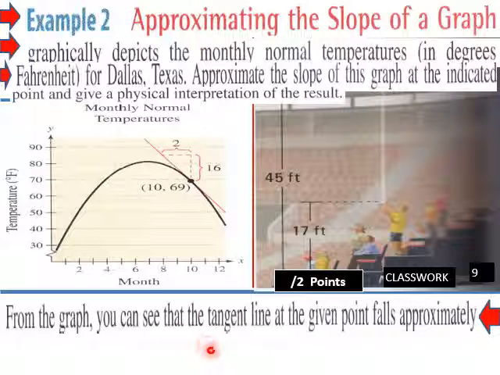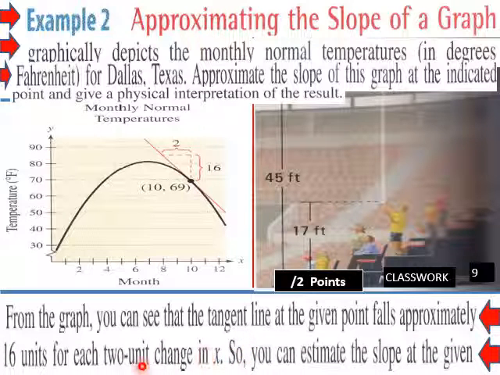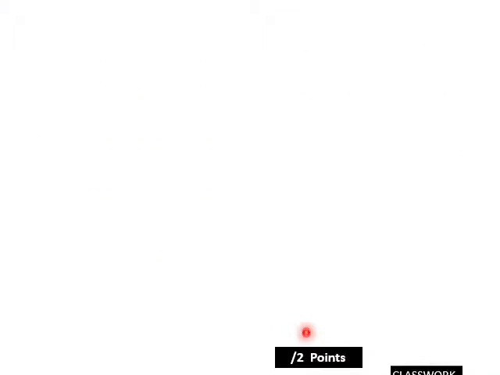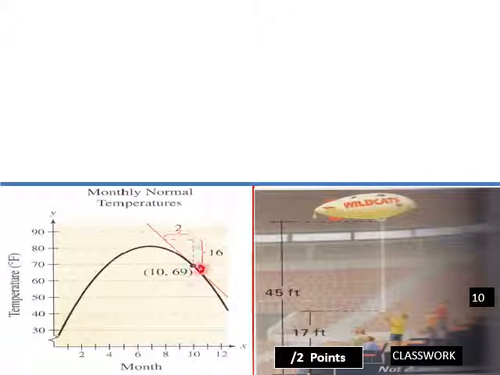From the graph, you can see that the tangent line at the given point falls approximately 16 units for each 2-unit change in x. At this point, we drew a square, a corner here. And when we did that, rise over run was negative 16 over 2. So you can estimate the slope at the given point.